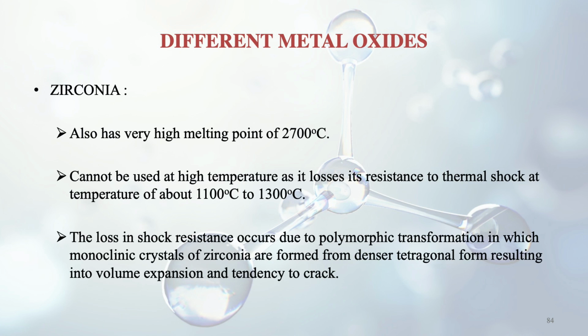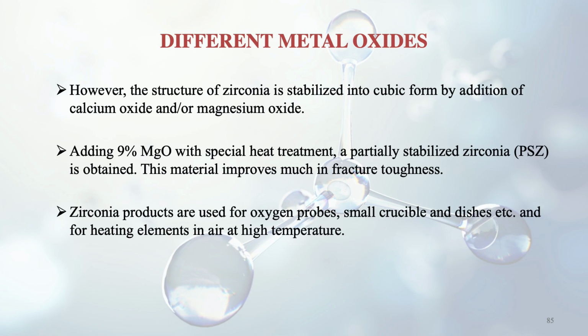And why does it happen? Due to polymorphic transformation, monoclinic crystals of zirconia are formed from the denser tetragonal form. Thus, they result in volume expansion and a tendency to crack. So cracks can occur. But one positive thing is that the structure of zirconia can be stabilized into cubic form. When it goes from tetragonal to monoclinic, it is dangerous, but when it goes into cubic form, it can be stabilized. Zirconia can be stabilized.